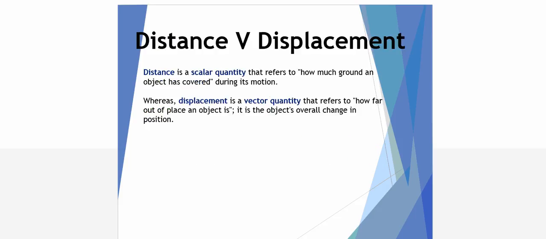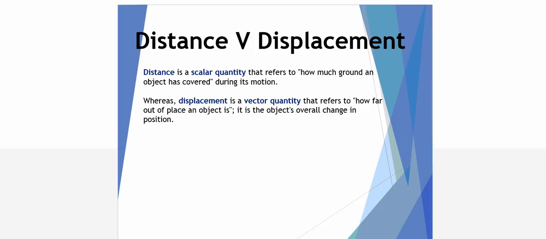Let's examine now specific cases of distance versus displacement. First of all, distance is a scalar quantity. It describes the amount of ground an object has covered during its motion. Whereas displacement is a vector quantity. It describes how far out of place an object is in terms of both the magnitude and direction.